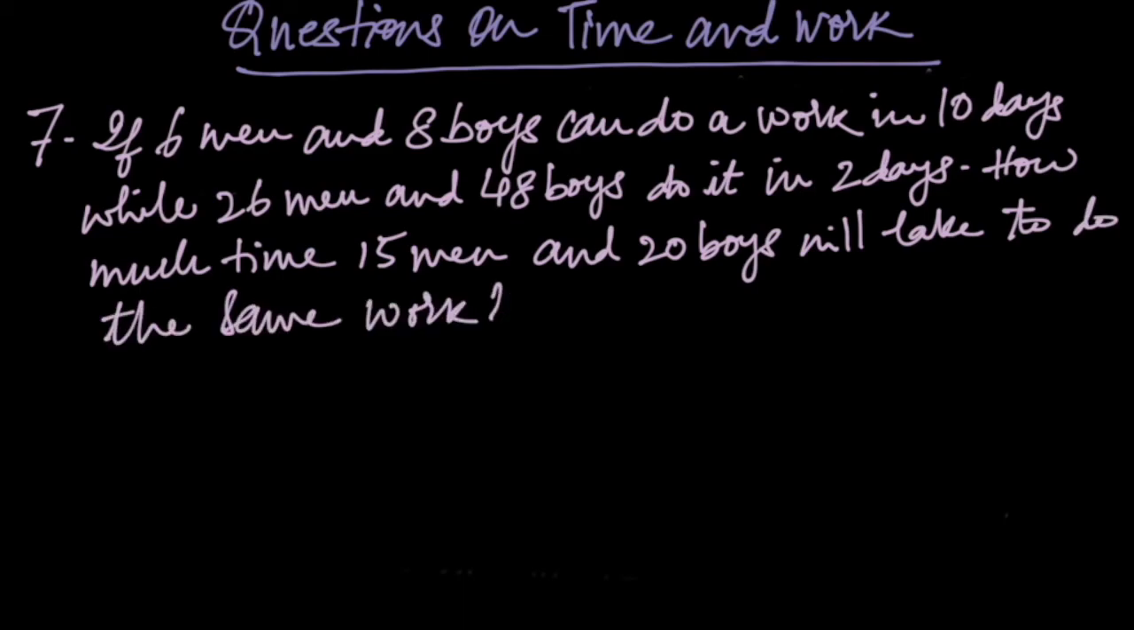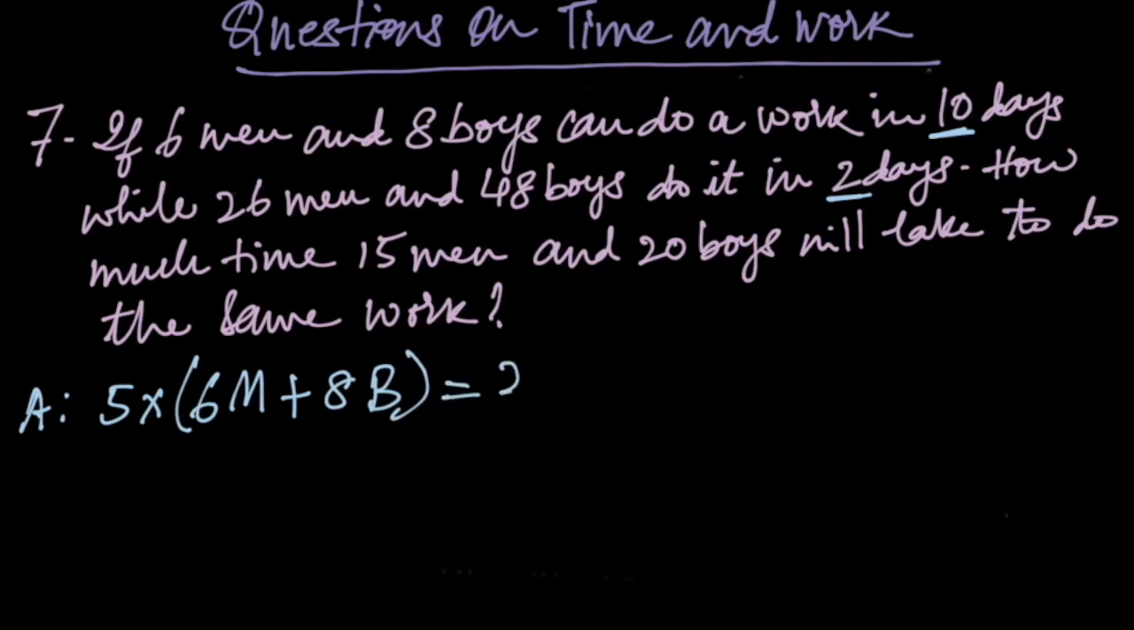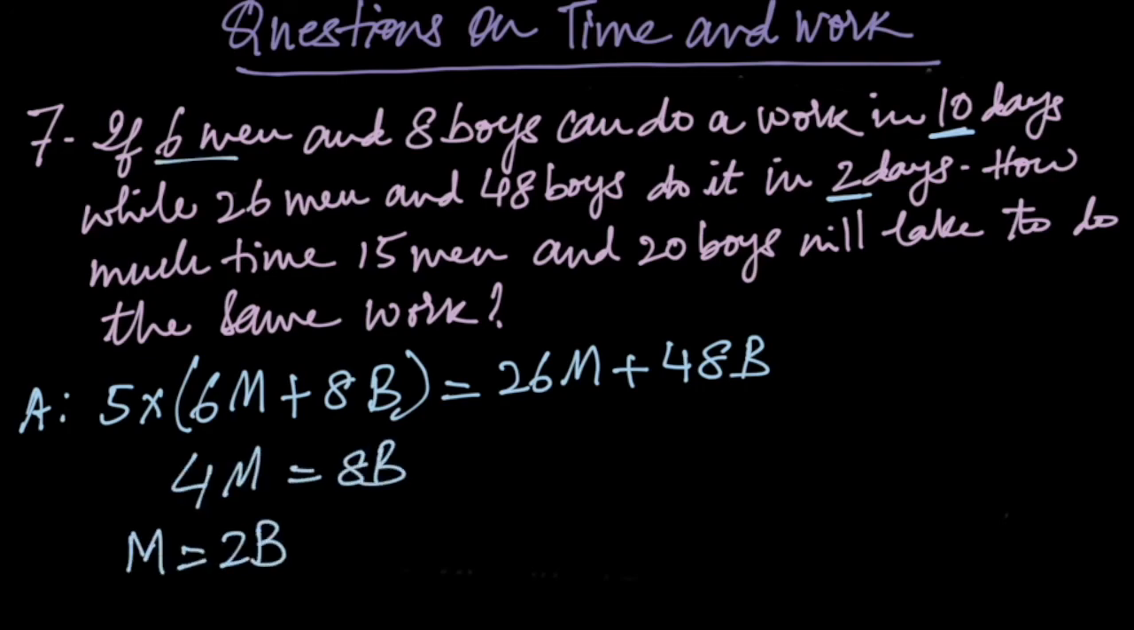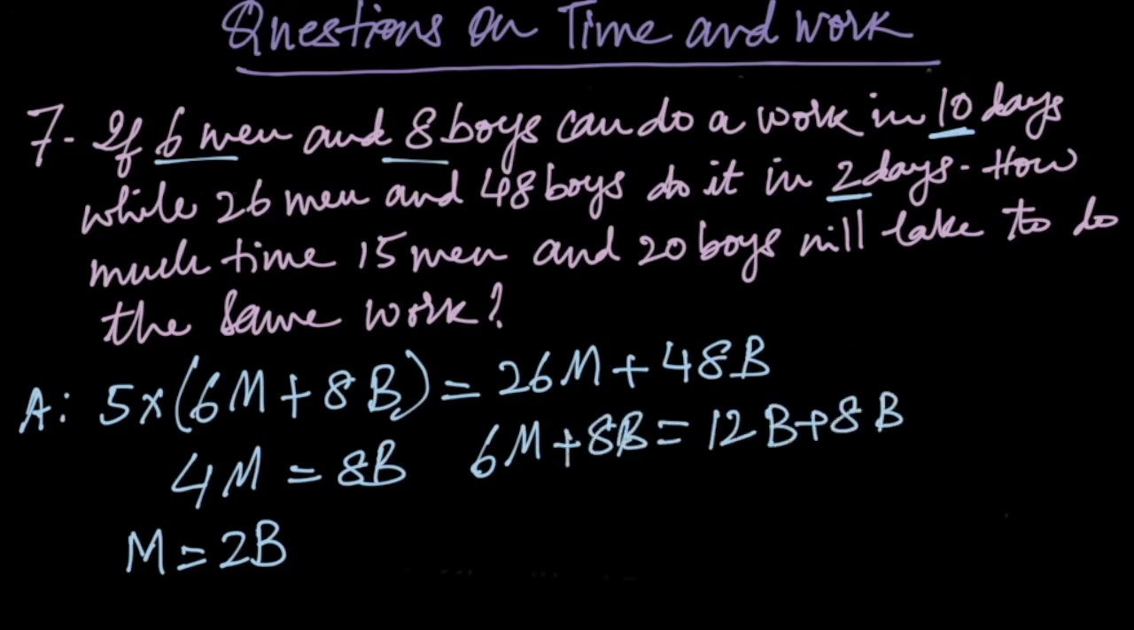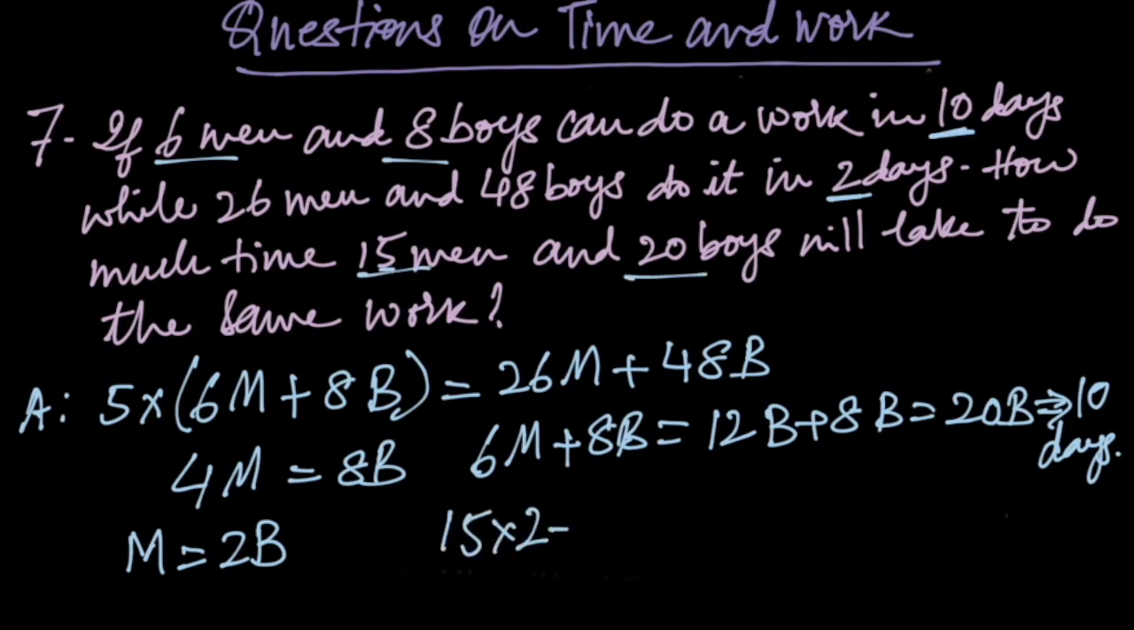So here we have 2 days and 10 days, which means that 26 men and 48 boys are 5 times of 6 men and 8 boys. So if we solve this equation, we get 1 man equal to 2 boys. 6m plus 80b take 10 days, which is 20 boys take 10 days, and 50 boys will take 5/2, which is 4 days.